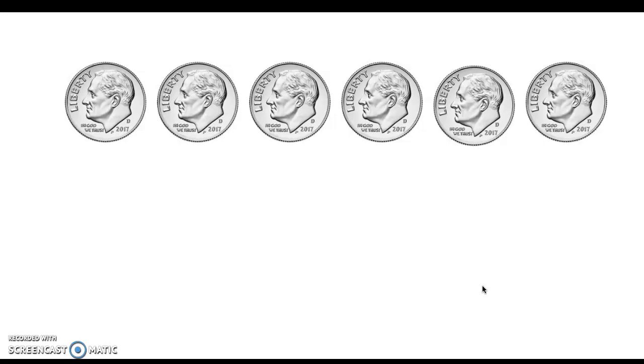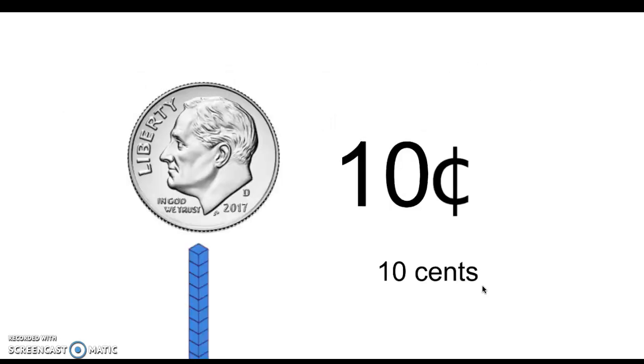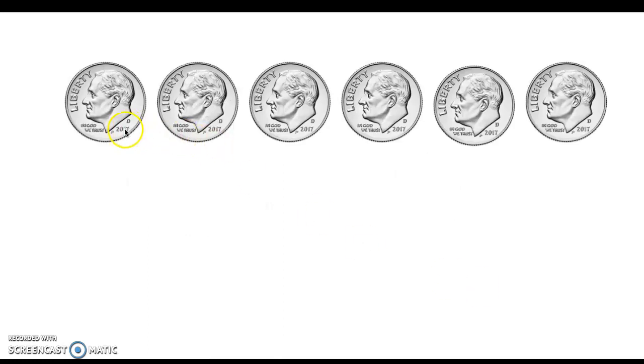So let's practice counting by tens because a dime is worth 10. So I wouldn't count these as 1, 2, 3, 4, 5, 6 because I'd be counting it as pennies, which are worth 1. A dime is worth 10, so we need to count by tens. You guys ready to count with me? 10, 20, 30, 40, 50, 60. How many cents do I have?